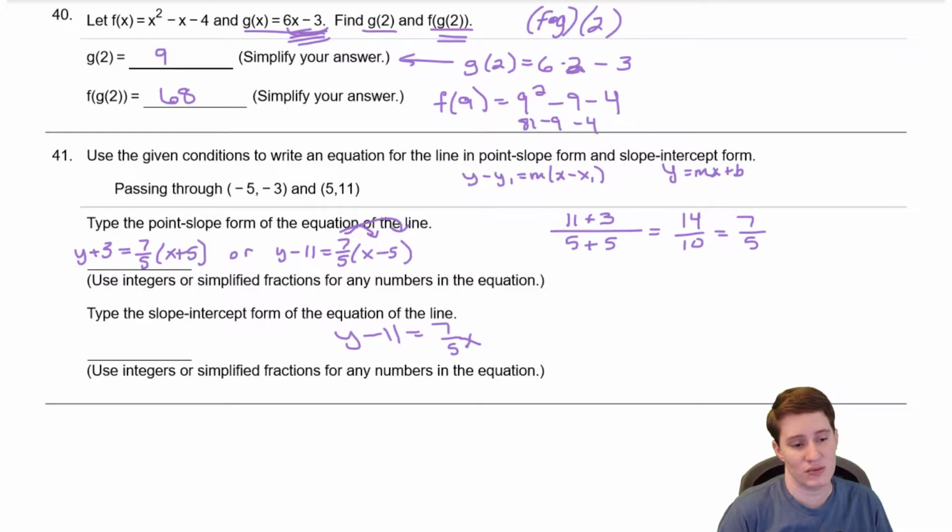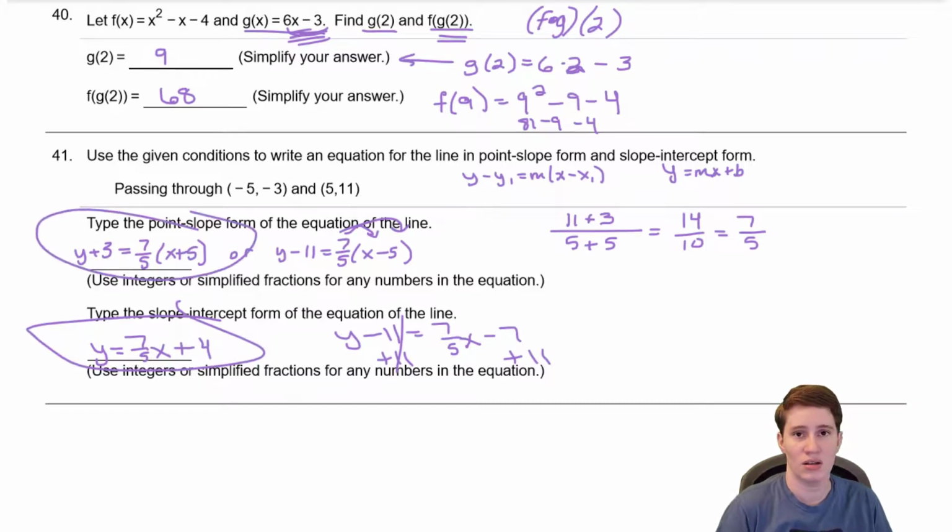7/5 times x is 7/5 x. 7/5 times -5, the 5's would cancel, so I'd have 7 times -1, which is -7. Finish by adding 11 over, and you get y equals 7/5 x plus 4. Voila! Ta-da! Not so bad.